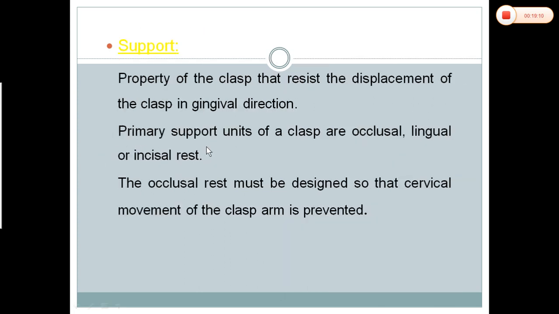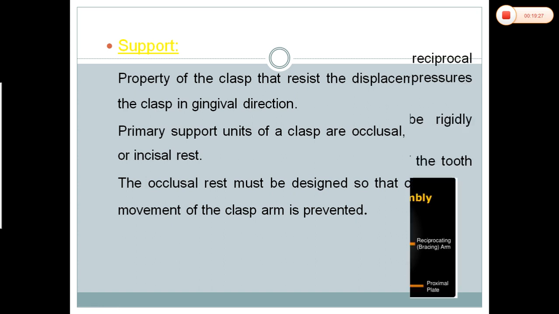Primary support is given by the clasp components present on the occlusal, lingual or incisal rest. The occlusal rest must be designed so that cervical movement of the clasp arm is prevented. So support is given by the occlusal rest.